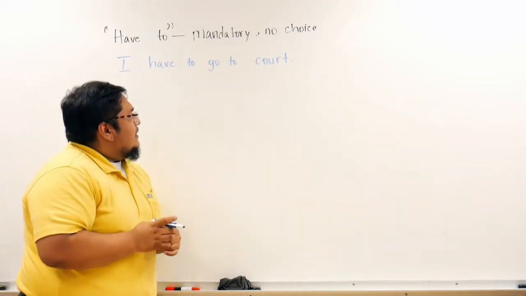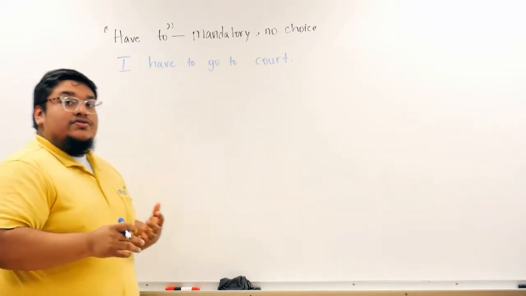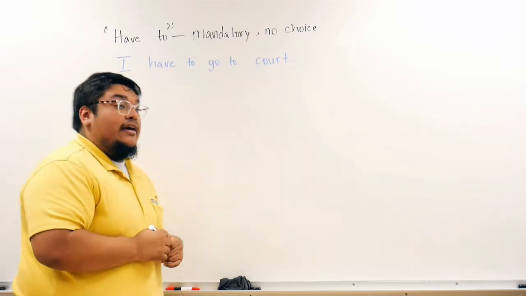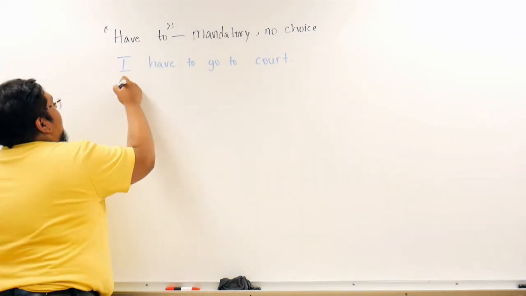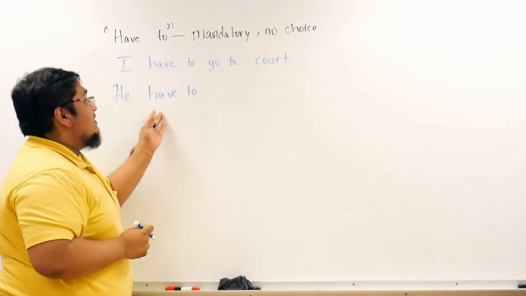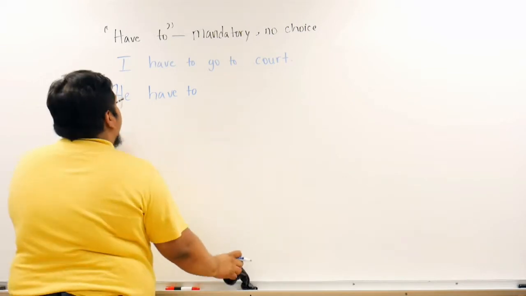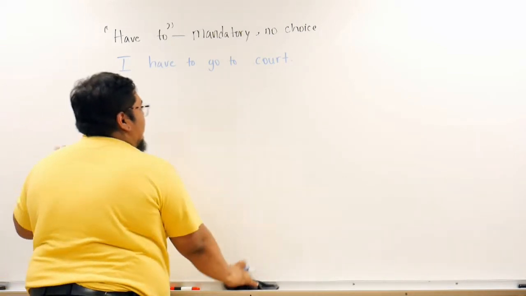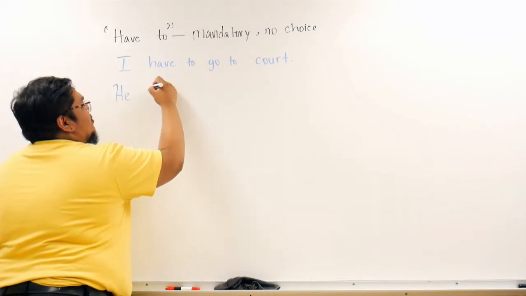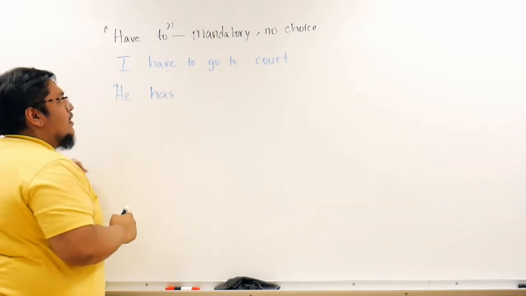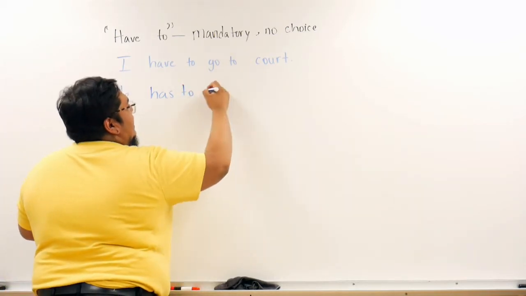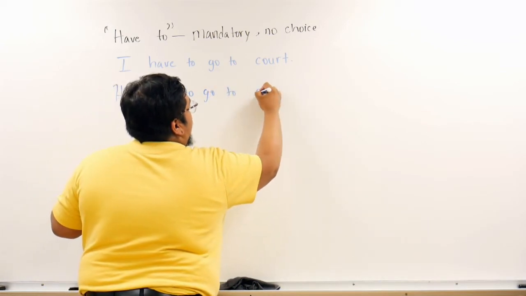Now, let's see what happens to the word have if we speak in the third person he, she, it. We can use he. Do I say have to? No. This is incorrect. When we introduce the third person he, she, it, or a proper name like Sam and Viviana, the word have changes to has. So he has to, and we can say the same thing, he has to go to court.